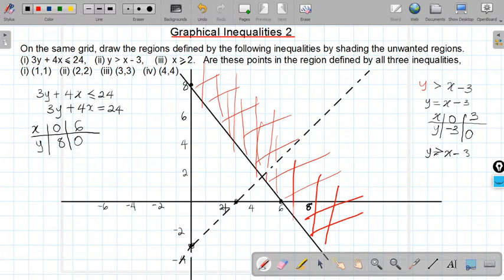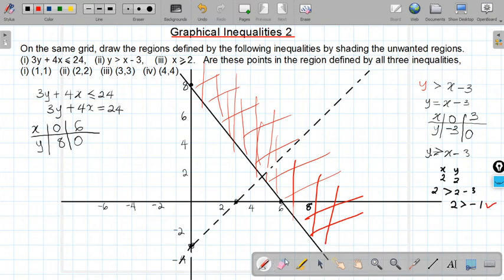If I take 2 points, maybe I would consider these to see if I'm going to shade here or I'm going to shade under. If I have the point (2, 2), that means x is 2, y is 2. If I substitute here, my y is 2, greater than x, which is 2 minus 3. That means 2 is greater than minus 1. This is correct.